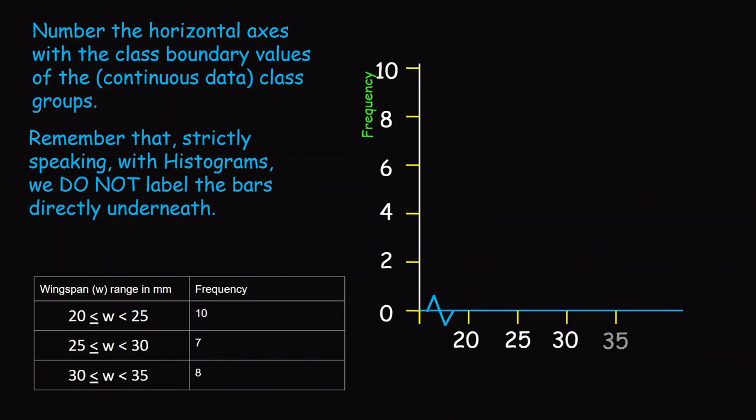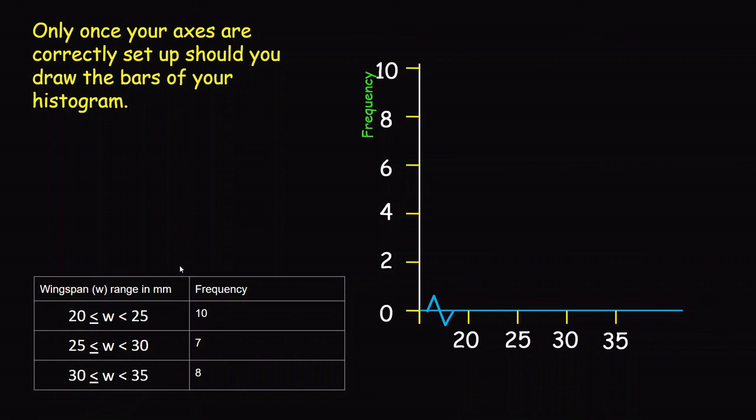So 20 to 25, 25 to 30, and 30 to 35. This is all nice and evenly spaced, and I don't worry about leaving 4 squares in here to get to 20. I have the break in the axis to explain why that wasn't necessary. Only once our axes are correctly set up can we start drawing our bars.